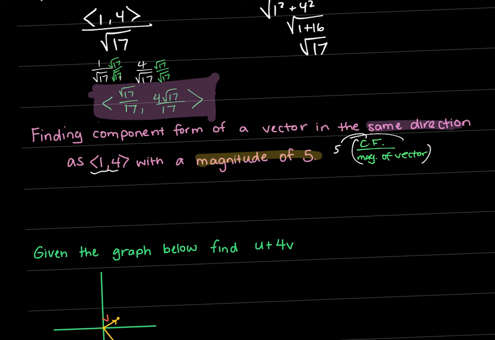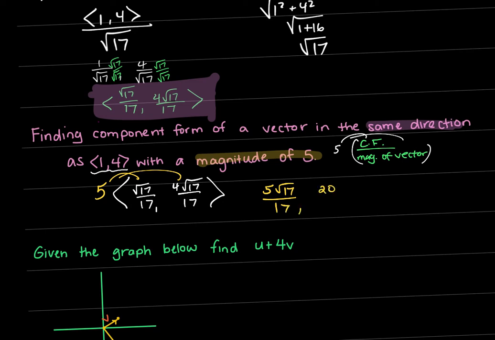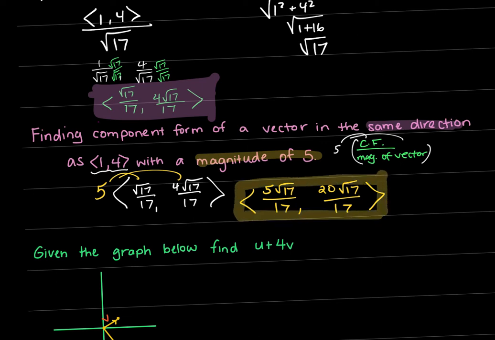It's the same vector, so I already did the work. The unit vector here would be root 17 over 17 and 4 root 17 over 17. Now I have to multiply in 5 to both of those. So it becomes 5 root 17 over 17 and 20 root 17 over 17. That would be a vector in the same direction with a magnitude of 5.